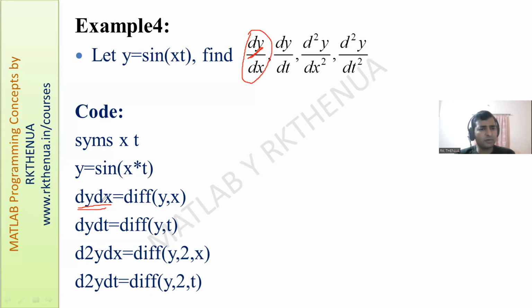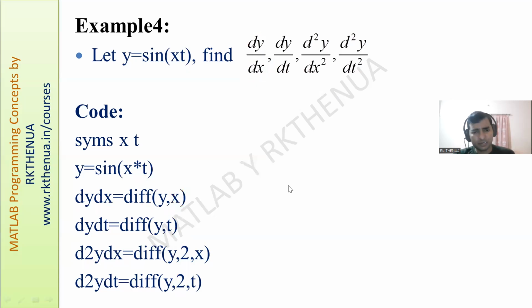So I use dy dx just for representation, and use diff y comma x because I want to perform with respect to x. If you do not write this x, it will also perform the same operation, because x is the highest priority. But if you want to perform differentiation with respect to t, in that case you have to write this t. So dy dt is y comma t, and for second order we have to pass this number also. Okay, second order.